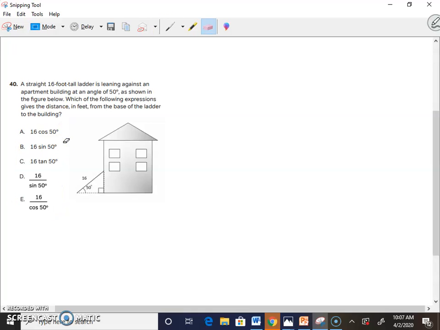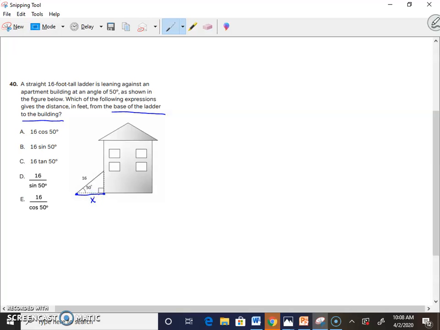So I'm going to just explain to you guys real quick, just make sure that you remember what you're doing so you don't get confused when you guys take your quiz, which you guys will take sometime quickly after this video. So, the question that I have up here says a straight 16-foot ladder is leaning against an apartment building at an angle of 50 degrees as shown in the figure below. Which of the following expressions gives the distance in feet from the base of the ladder to the building? So we're looking from the base of the ladder to the building. That's the distance that I'm looking for there.